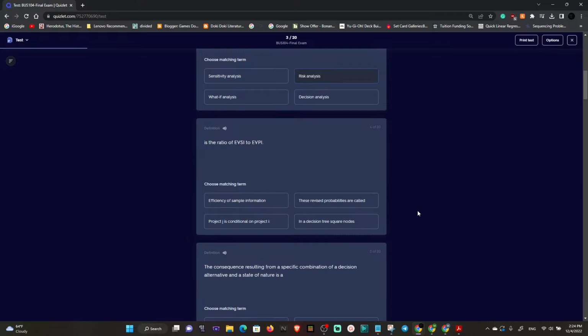Is the ratio of EVSI to EVPI. I am not sure about this one. Give it a guess. You want me to guess? Yes. I would say the efficiency of sample information.